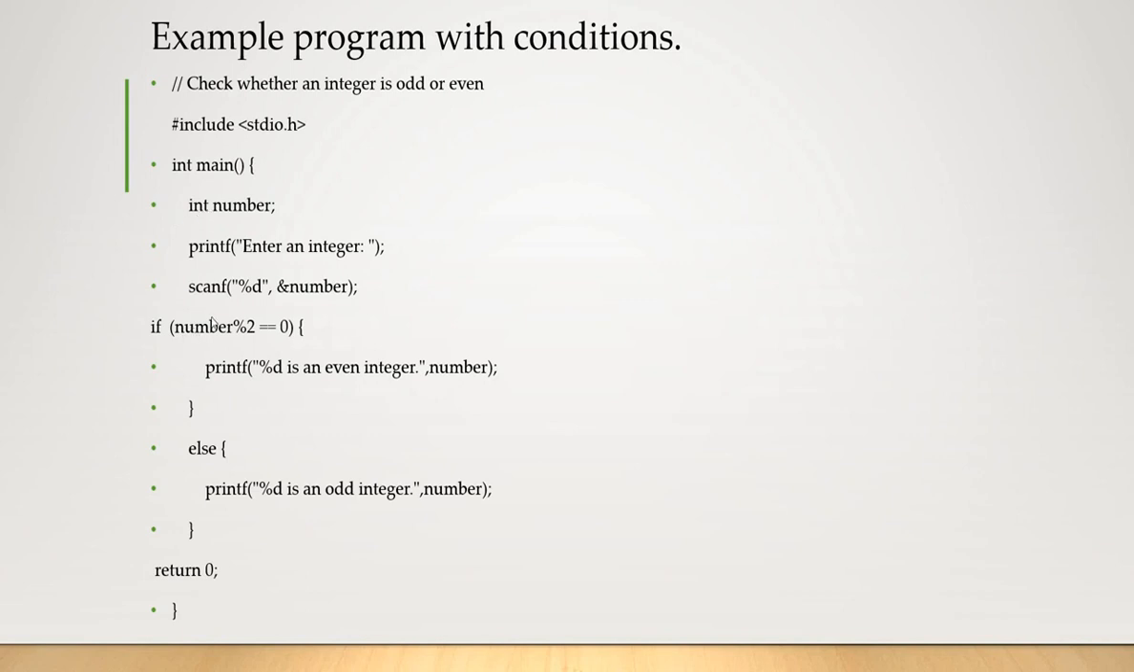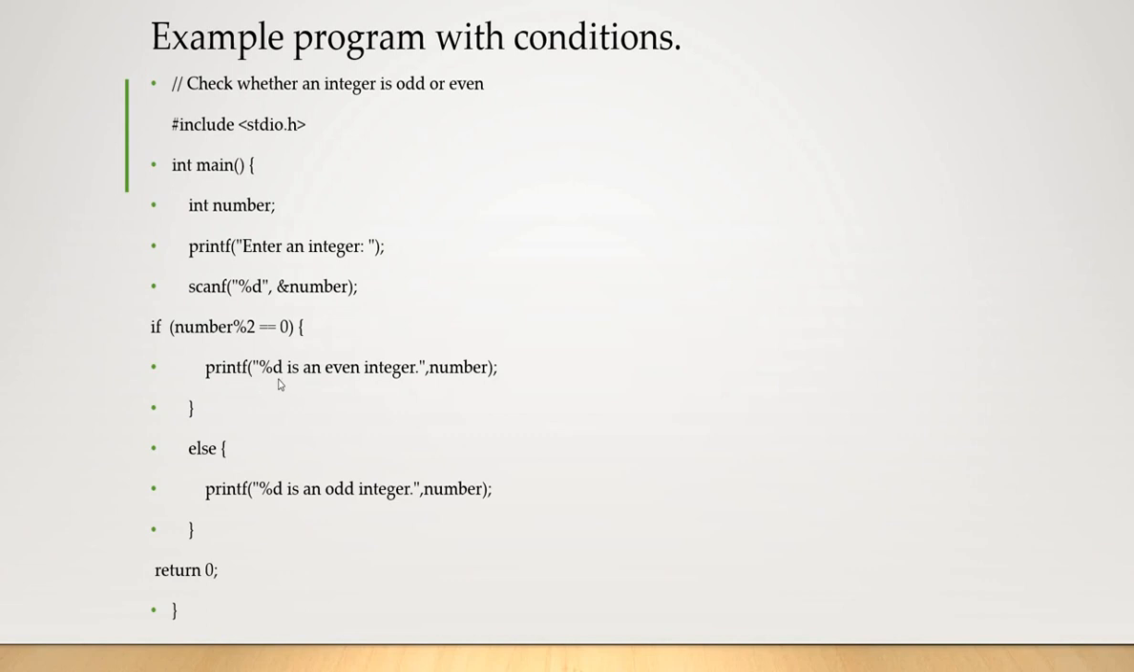We are getting an input as an integer, so we have to mention percentage d and store it in the number variable of type int, and then we are checking using the if statement. This is the syntax of how to use the if statement. The condition is the input number we are getting, percentage 2. Imagine you are getting the input as 2, so 2 divided by 2 is 1. What is the remainder? This symbol returns the remainder of the value. So what is the remainder? 2 divided by 2, quotient is 1, the remainder is 0. So remainder is equal to 0.